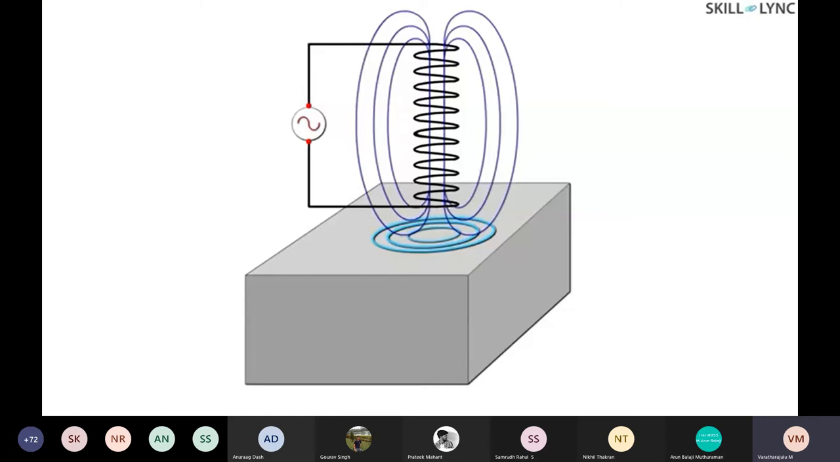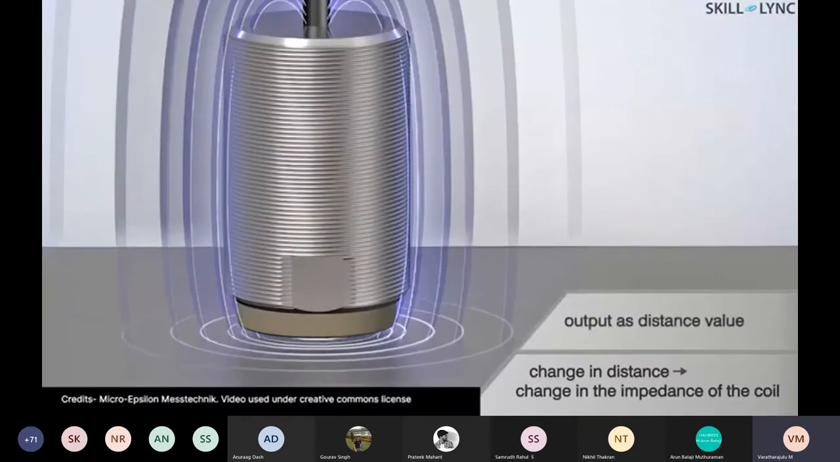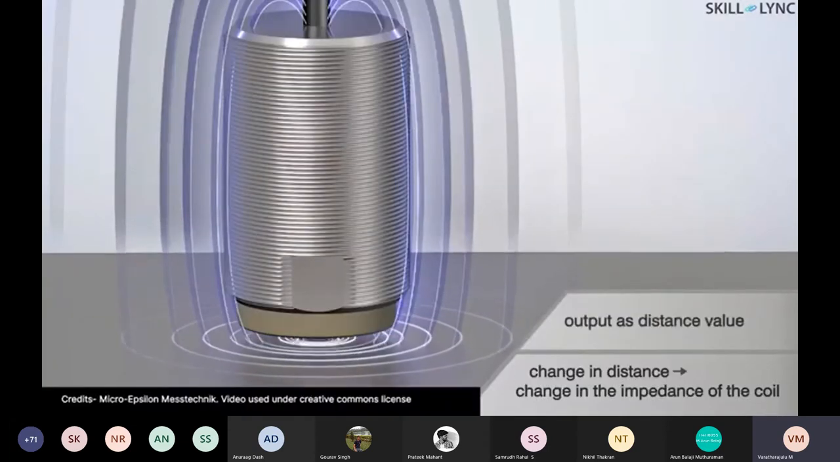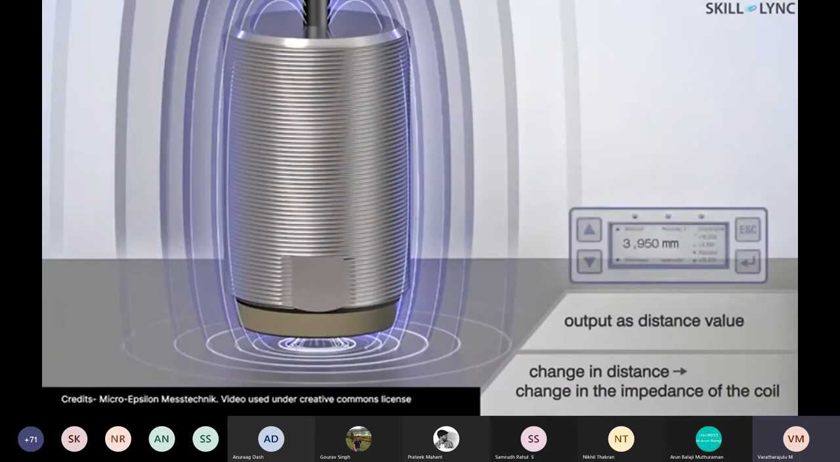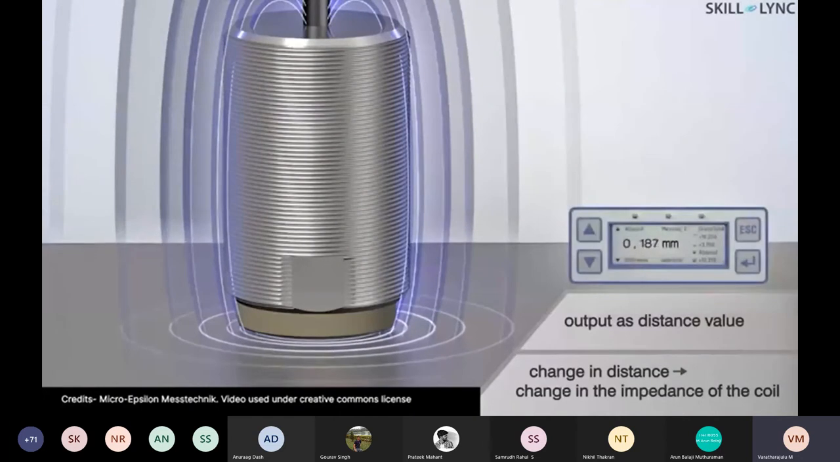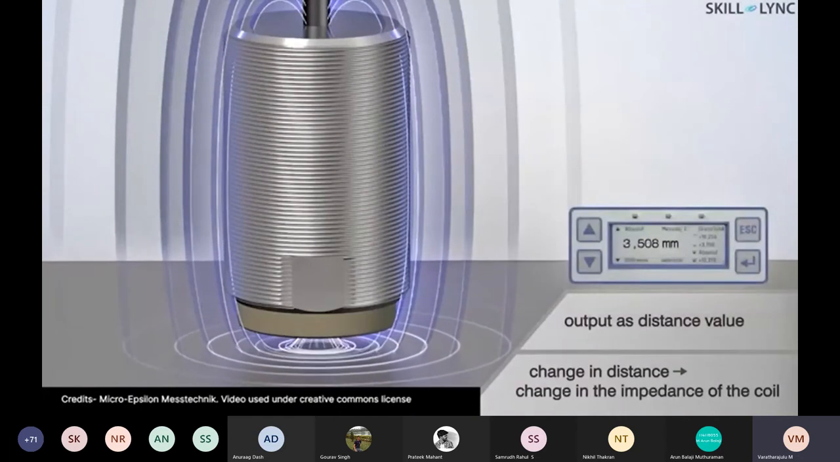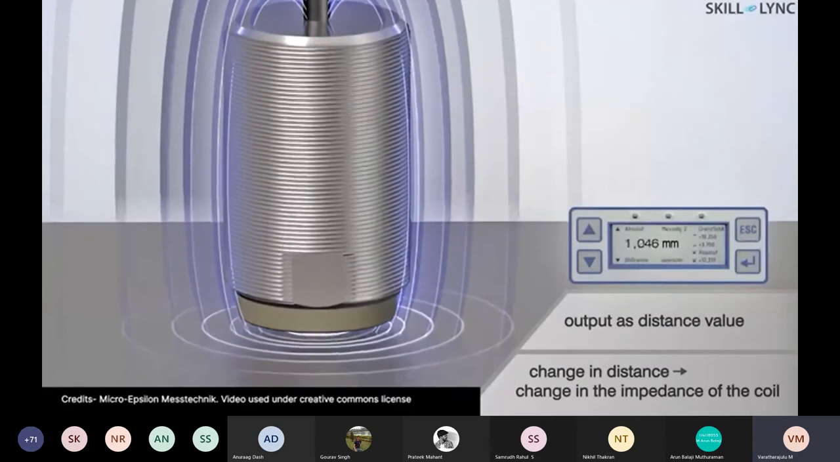Like any current-carrying conductor, the metal will develop a magnetic field of its own. This distorts the magnetic field of the source responsible for their production, which results in the superimposition of the two magnetic fields. As the distance between the two metals changes, it results in a change in the magnetic field of the coil, and hence the amplitude of the alternating current changes. This change in amplitude is proportional to the distance between the coils.